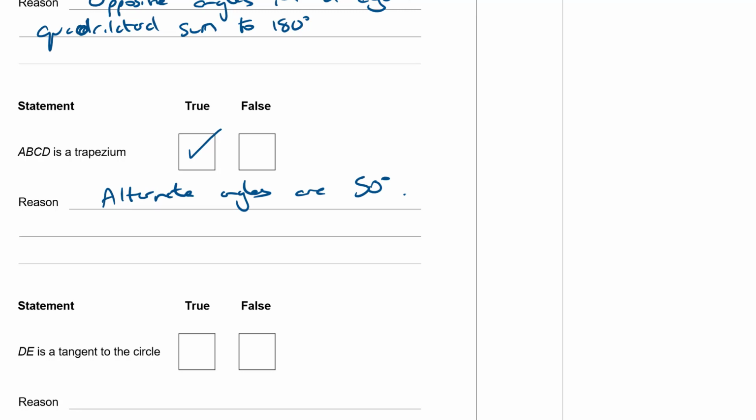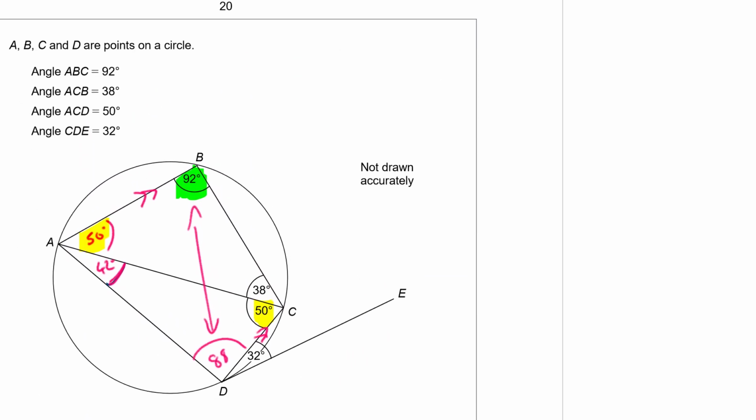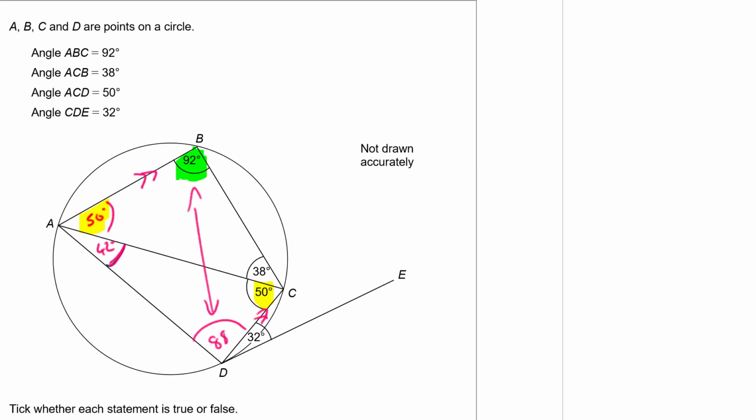Finally, we have to say whether DE is a tangent to the circle. So here's my line DE here, and I'm told that this angle here is 32. So if this is a tangent, then the angle in the alternate segment would be equal to 32. Now the angle in the alternate segment would be this one up here, which is 42. So they don't go together, unless I've added them up wrong. Hold on. Nope, definitely 42. So no, it isn't a tangent.